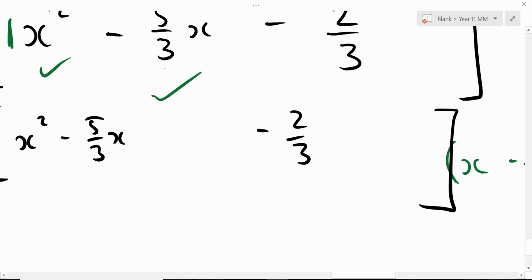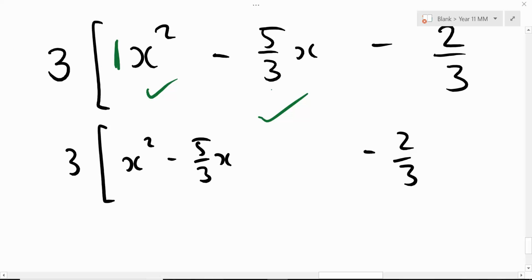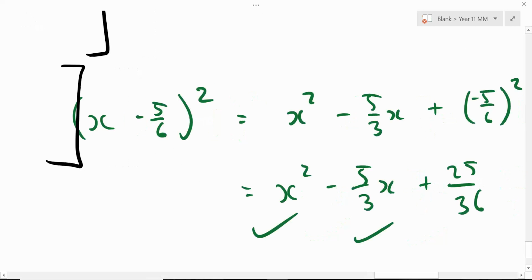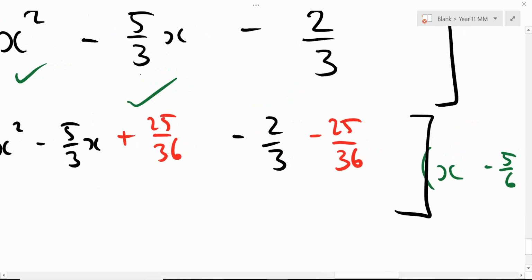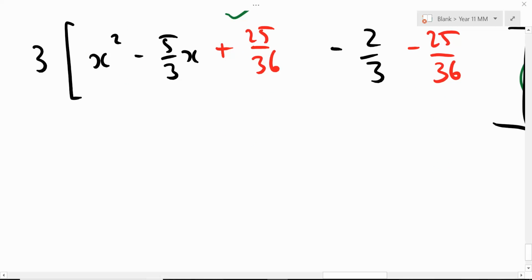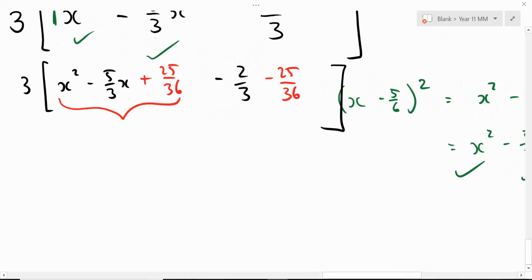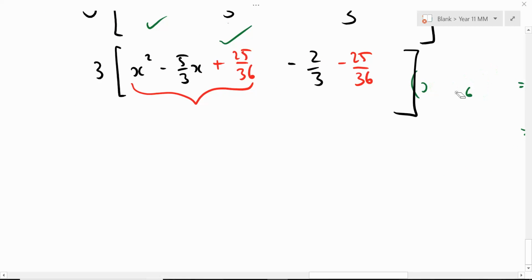I'm just going to do the bracket over here. But you don't have what you want. And what did you want again? You wanted 25 on 36. So I'm going to plus 25 on 36, and I'm also going to minus 25 on 36. Because if you add and subtract it, it cancels out. But the nice thing is this is a perfect square. That's what I wanted. That gives me now x minus 5 on 6 all squared.